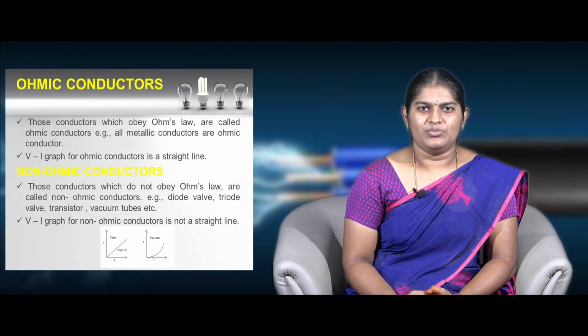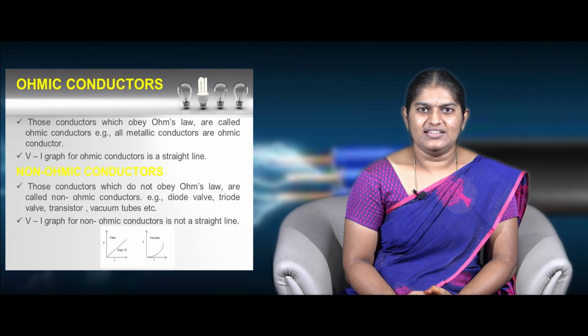Next we are going to discuss ohmic conductors. Those conductors which obey Ohm's law are called ohmic conductors. Example, all metallic conductors are ohmic conductors. The VI characteristic graph for an ohmic conductor is a straight line. Non-ohmic conductors: those conductors which do not obey Ohm's law are called non-ohmic conductors. Example, diode valve, triode valve, transistor, vacuum cleaner, etc. The VI characteristic graph for a non-ohmic conductor is not a straight line.